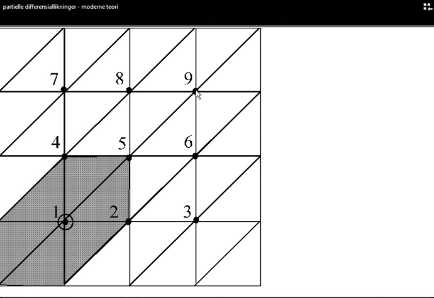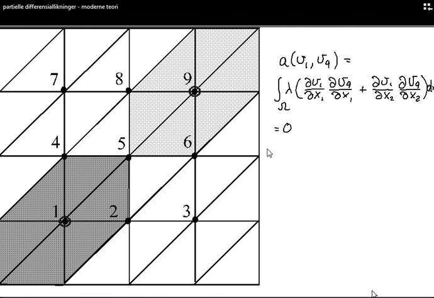So this area looks like this, and here you see the value of the stiffness matrix element a(v1, v9). So this is the stiffness element capital A19. We know that this is a pairing of the first basis function with the 9th basis function, and we just use this expression for the bilinear form.